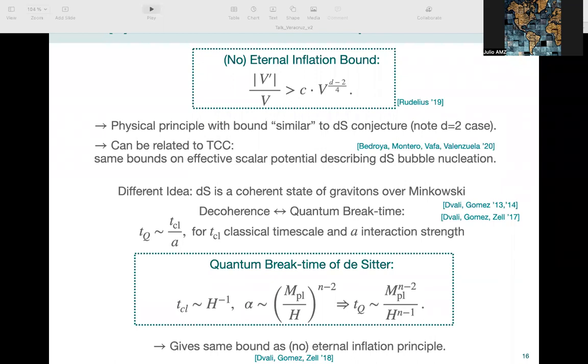There is also a different idea by Gia Dvali, and this idea is that de Sitter is not a solution, but instead it's a coherent state over Minkowski, comprised of gravitons. And then the idea is that these gravitons, after some time, which is called the quantum break time, will start to interact with each other, and the initial semi-classical description ceases being valid. This quantum break time is given by the following expression. And actually, when one assumes, again, a slow rolling potential, this gives bounds on the potential that are the same as the no eternal inflation bound. So again, bounds that are similar to the de Sitter conjecture, but not the same.